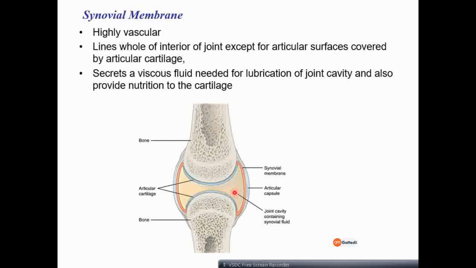Along with this filtrate, the synovial membrane will be secreting hyaluronic acid. The specialized cells in the synovial membrane secrete the hyaluronic acid. So hyaluronic acid along with the dialysate of the blood plasma, together they form the synovial fluid and that provides nourishment to the cartilage. Already we have discussed that.